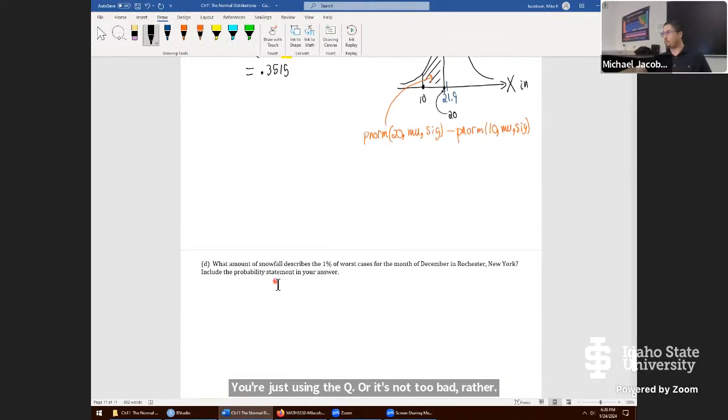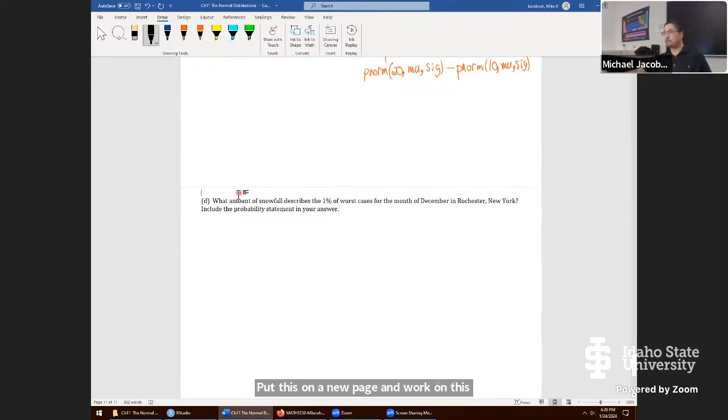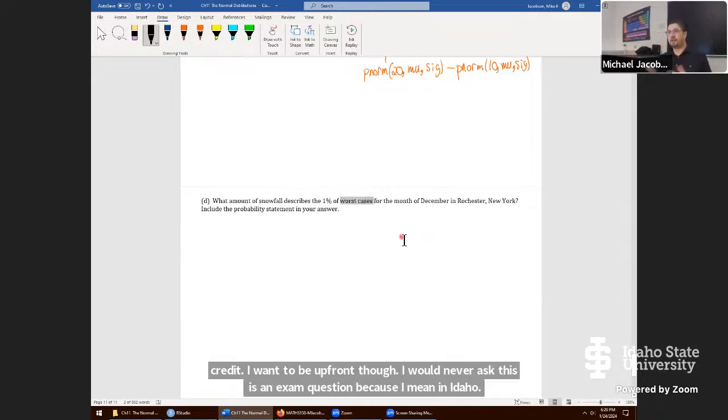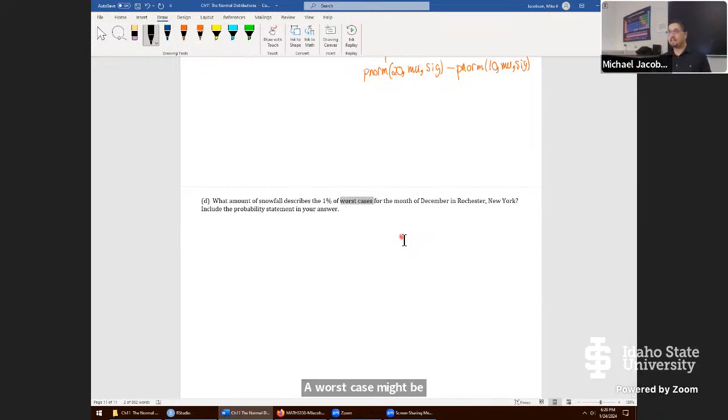Let's put this on a new page and work on this one. This time they're asking what amount of snowfall describes the 1% worst cases for the month of December in Rochester, New York. We want the probability statement as well for full credit. I want to be upfront though. I would never ask this as an exam question because in Idaho, a worst case might be no snowfall. People want to go skiing or snowboarding, and worst case might mean literally no snow at all. Whereas for people in New York, worst case, I would imagine, means too much snow. So we're thinking loads of extra snow in this case.